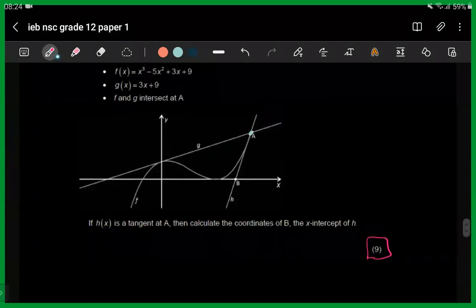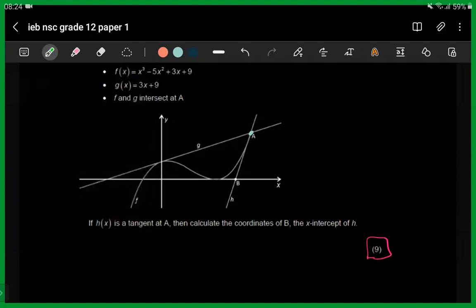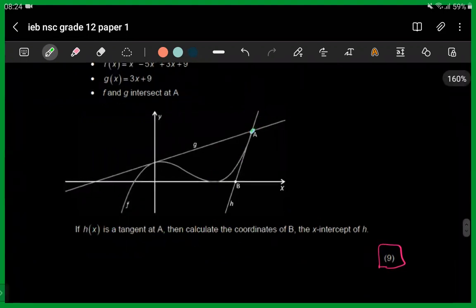So let's just carry on from there. Carrying on from here, let's read again. They said h of x is the tangent at A. Calculate the coordinates of B, the x-intercept of H. So it looks like if you can get the equation of H, getting the value of B is going to be very, very easy. So let's just get the equation of the tangent to the curve.